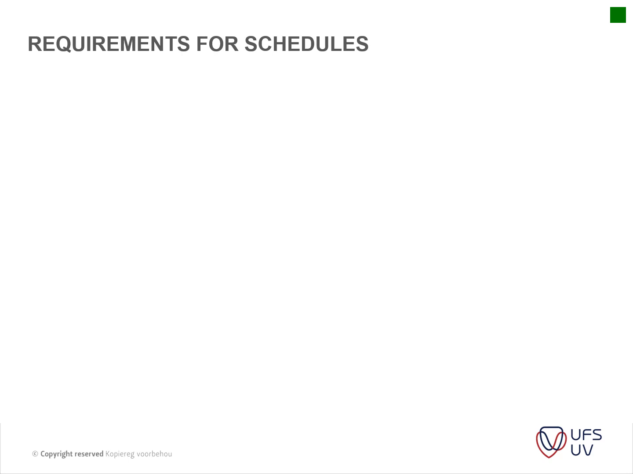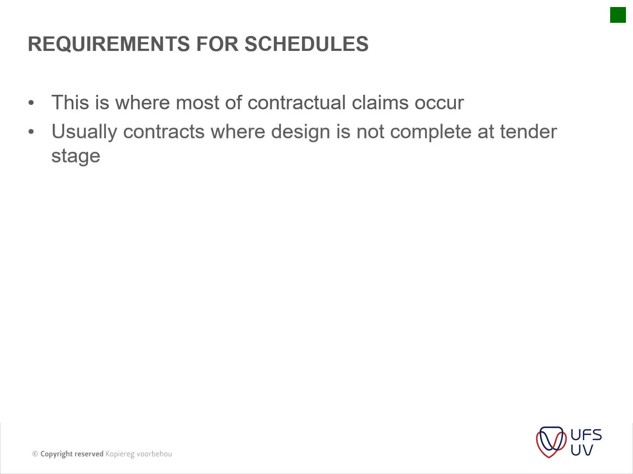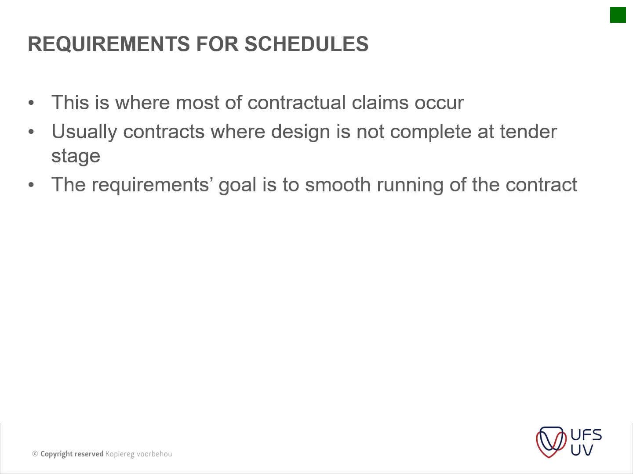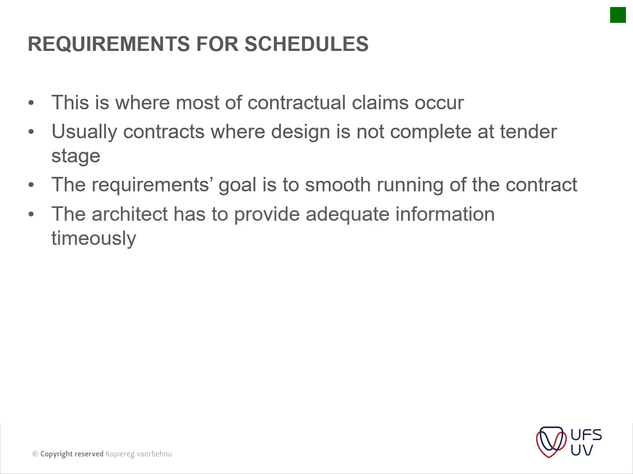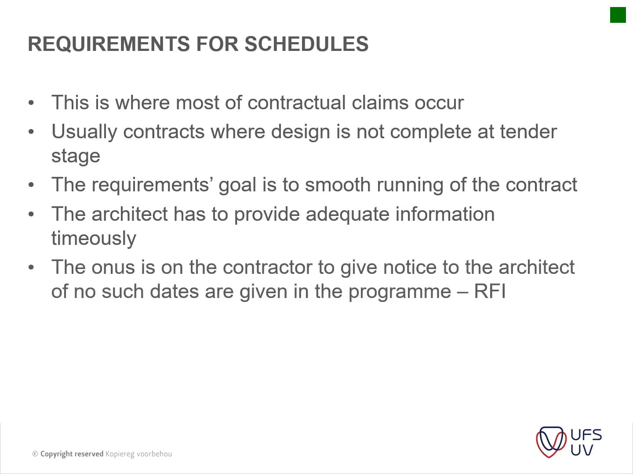Okay, then your requirements for your schedules. There's a couple of basic items that you need to have in that. This is where most contract claims occur. It is usually contracts where design is not complete at tender stage, and then the requirement's goal is the smooth running of the contract, and then the architect has to provide adequate information timeously. Then the onus is on the contractor to give notice to the architect, and if no such dates are given. Okay, so that's the RFIs which I spoke about in the lecture.